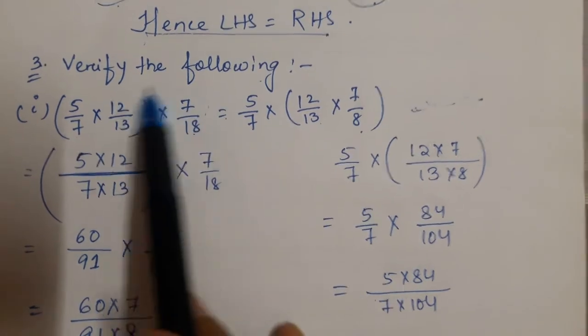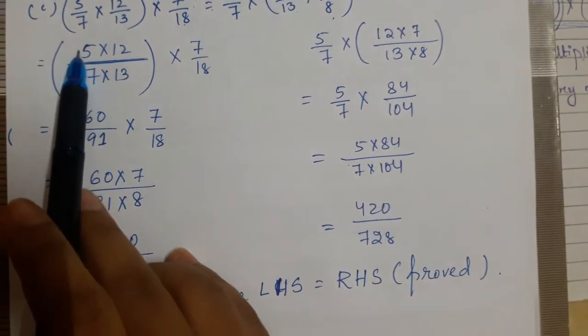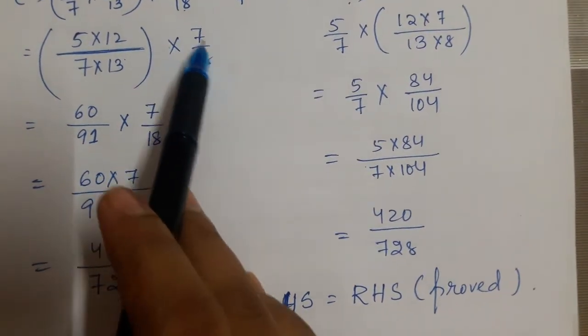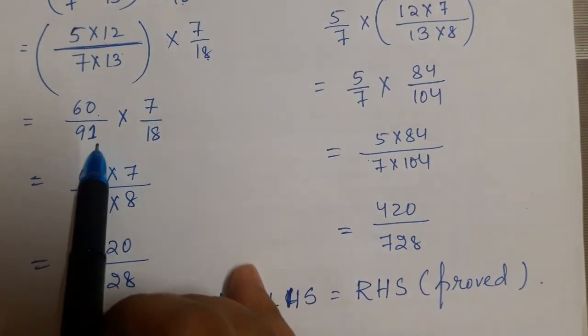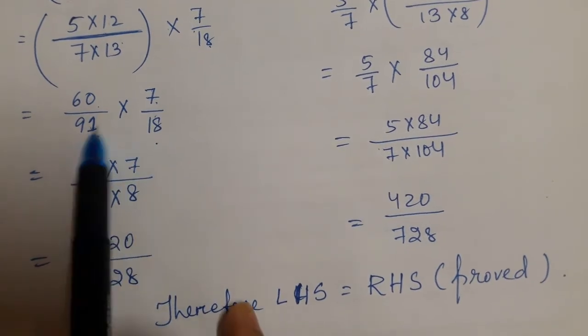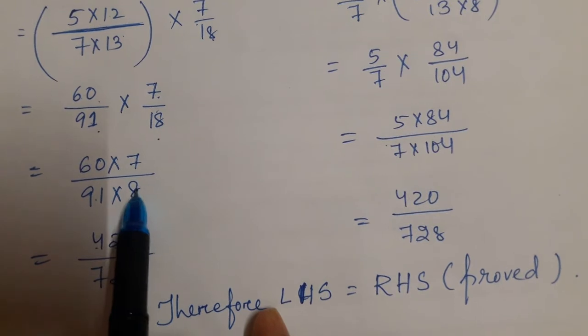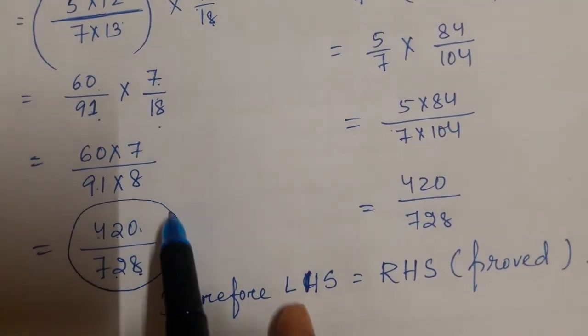First we will take the LHS part, that is 5 into 12 by 7 into 13, into 7 by 8. 5 into 12 is 60, 7 into 13 is 91. Again we will write the same 7 into 8. Now we will multiply these both. 60 into 7 gives us 420, and 91 into 8 gives us 728. This is the LHS part.